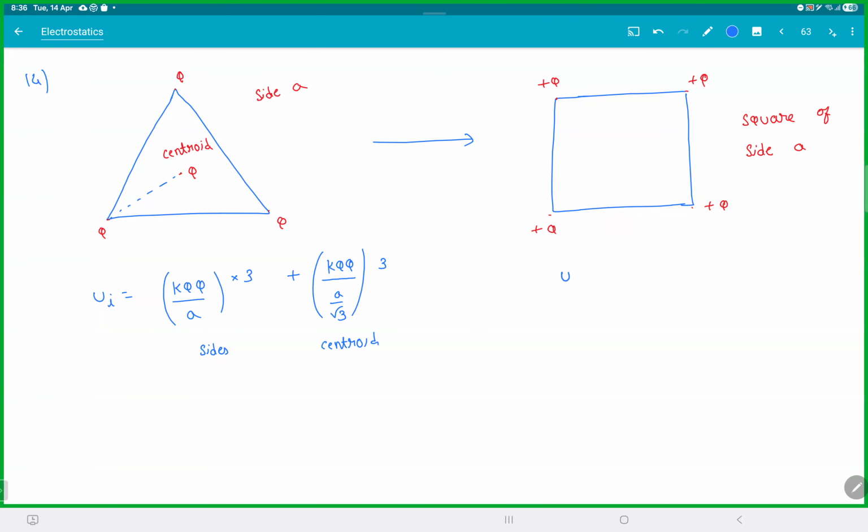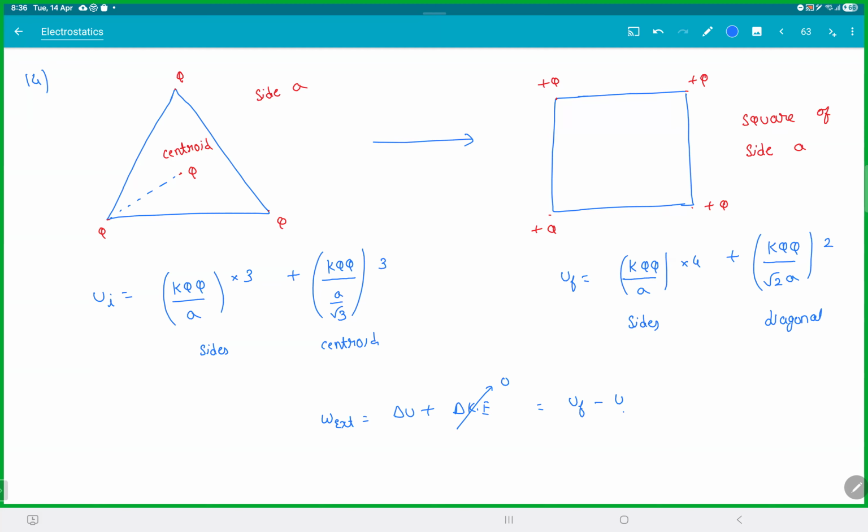What about the final? You have 4 sides, 1, 2, 3, 4, and 2 diagonals. So kQQ by A into 4, plus kQQ by root 2 A into 2 times. These are the diagonal pairs and these are the sides. You're done. So work done by external force is change in potential energy plus change in kinetic energy. Kinetic energy is anyway 0, so this would be simply U final minus U initial. Subtract, you'll get the answer.